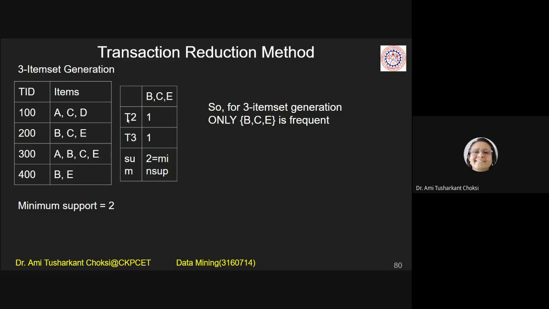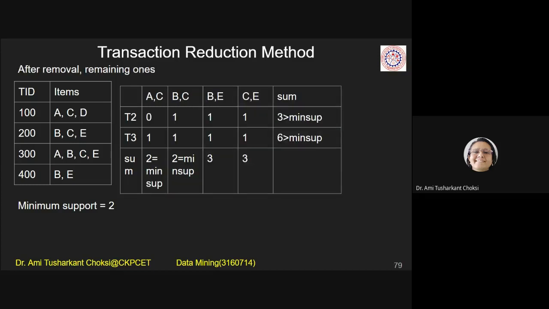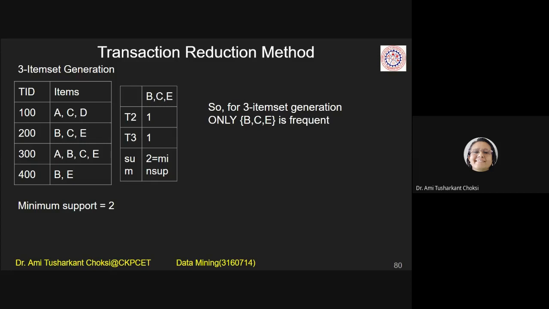Now what to do? T2 and T3. Should we consider again T1 and T4? No, that we have removed, right? In the past, or you can say last level item set. Which item set? Frequent item set, right? Okay. So in L2, it is not there. So we'll not consider them in the L3. Fine. So let us check it out here.